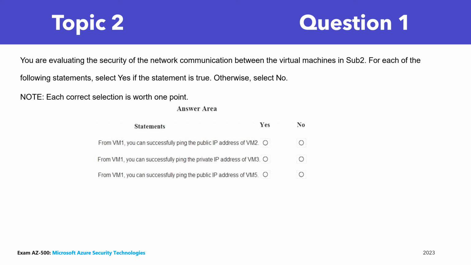You are evaluating the security of the network communication between the virtual machines in Sub 2. For each of the following statements, select Yes if the statement is true. Otherwise, select No. Answer: From VM1, you can successfully ping the public IP address of VM2, statement is no. From VM1, you can successfully ping the private IP address of VM3, statement is yes. From VM1, you can successfully ping the public IP address of VM5, statement is yes.